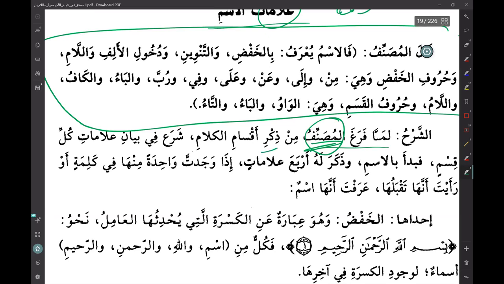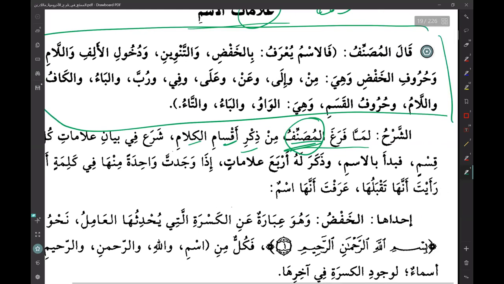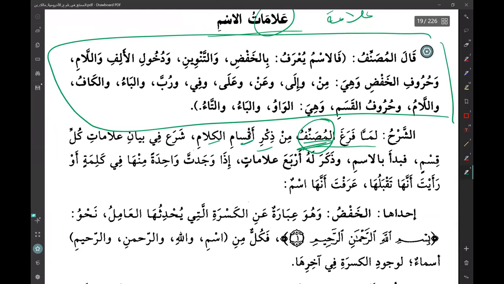Dhikr is also a good word. It is when you mention; dhikr has two meanings: something you mention or a reminder. And aqsam, we also had this word already. You see how many words we have seen, and kalam we already know. So when the author mentioned the parts of speech, shara'a fi bayani alamati kulli qism, then he began. Shara'a is to begin. Then he began bayan, a good word, to clarify. Bayyana, these words come in the Quran also. So bayan is to clarify.